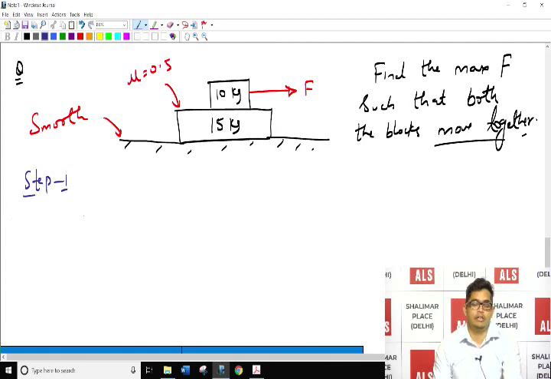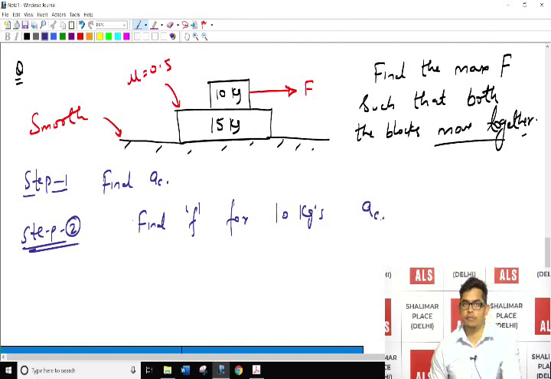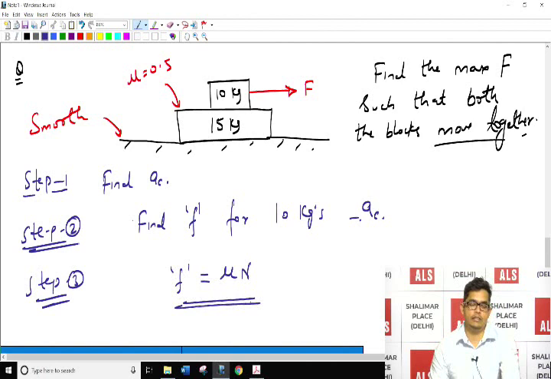Step 1. Find the common acceleration, AC. Step 2 is find friction f for the 10 kg block with acceleration AC. Basically, what is the meaning of this? Find the required friction for the upper block to have this acceleration. Step 3, the required friction f is equal to mu into N. Khatam. The end. This is the end. Do this, you'll get the answer.